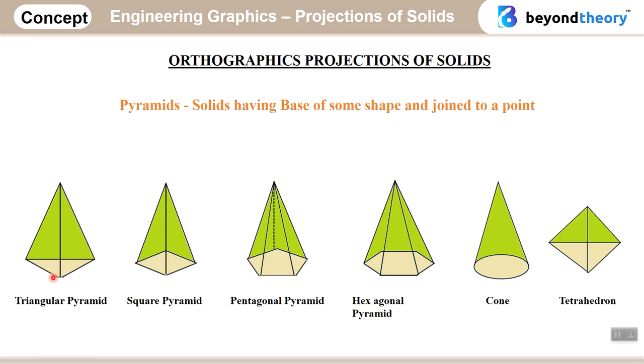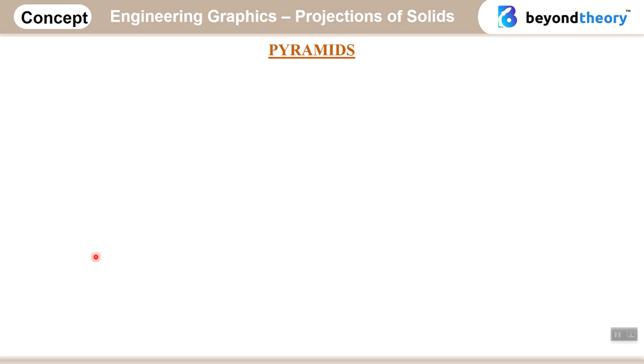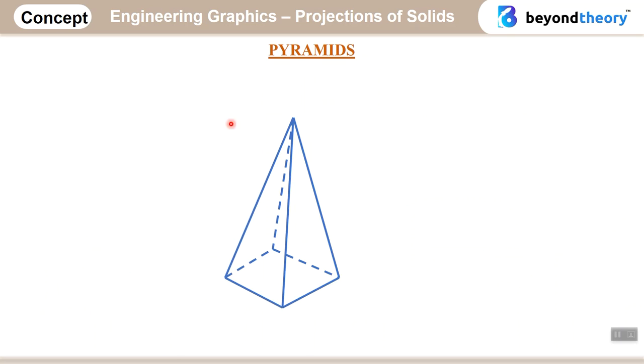The common thing in all these figures is that the base is different, but all the corners of the base are joined to a single point, and the lines are inclined in nature. Next, we are going to learn the different names and planes that are available in pyramids. Suppose we have a square pyramid.